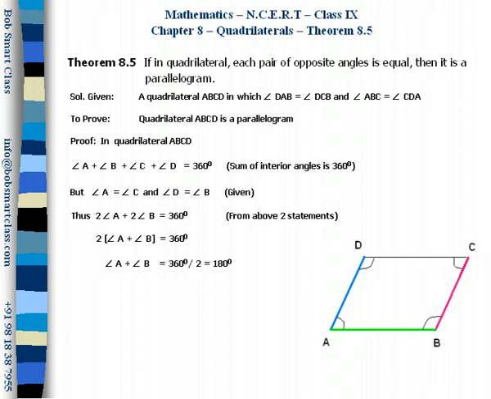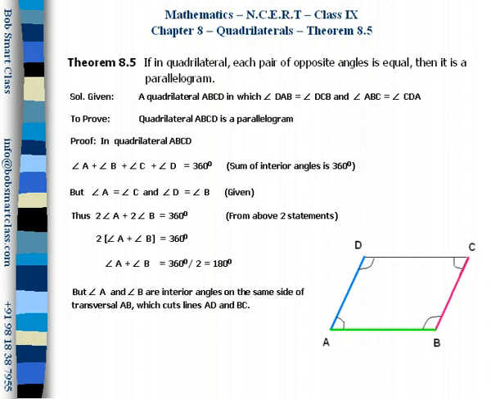But on the other side, we have angle A and angle B, which are interior angles on the same side of transversal AB. This transversal cuts lines AD and BC. Therefore, side AD is parallel to side BC.